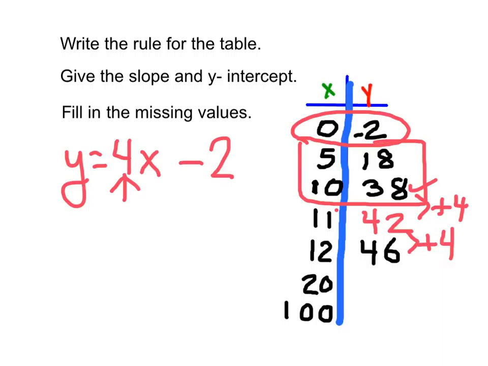And now let's find when x is 20 and x is 100. So if x is 20, y is going to equal 80 minus 2, which is 78. And if x is 100, y is going to equal 400 minus 2. That's 398.